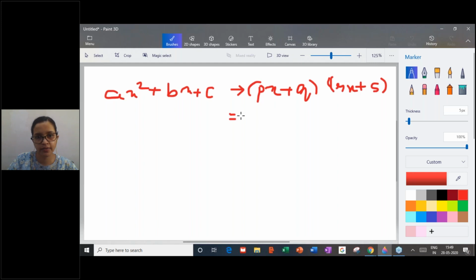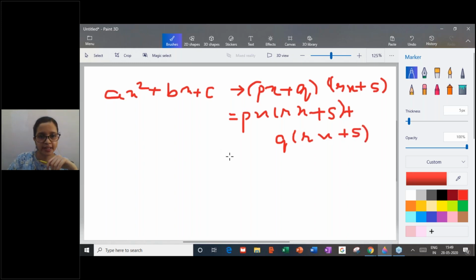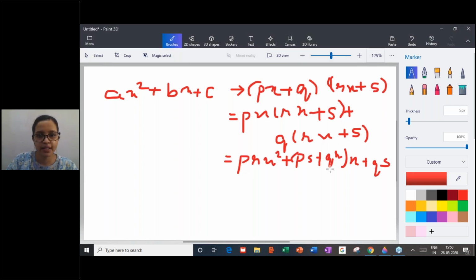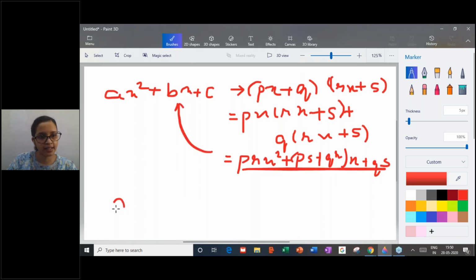Now, when I solve this bracket, what do I get? px into rx plus s. You don't need to write this down. I'm just explaining why we use splitting of the middle term, what exactly is the theory behind it. So now you get nothing but prx squared plus (ps plus qr) into x, plus qs.